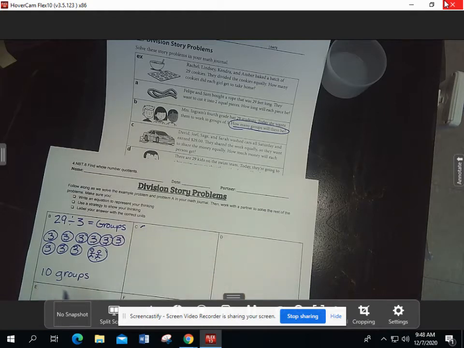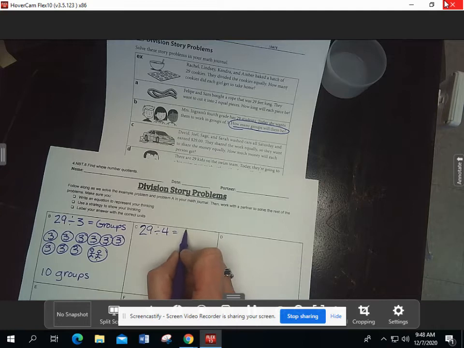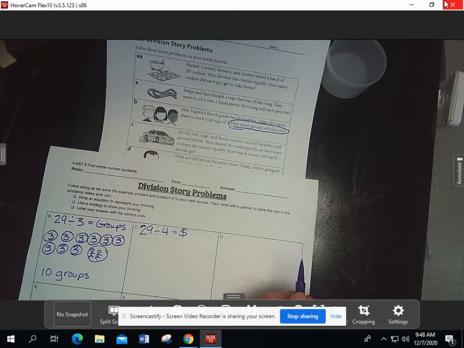Okay, I need my equation first. 29 divided by 4 equals money. That has to be split into equal groups. Remember last week when we were doing our equal groups with cookies? And you guys just didn't think it was fair if I got all the extra. No, it's not fair. Okay, Luke wanted all the extra.